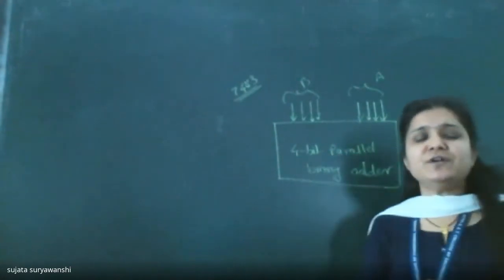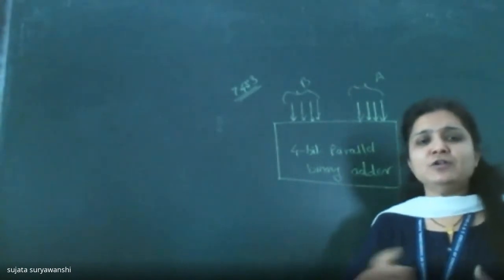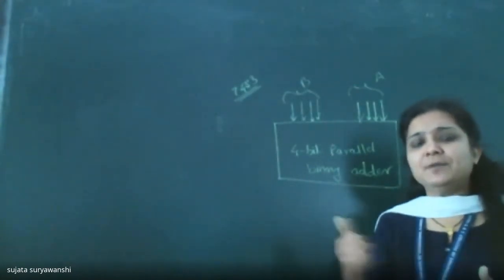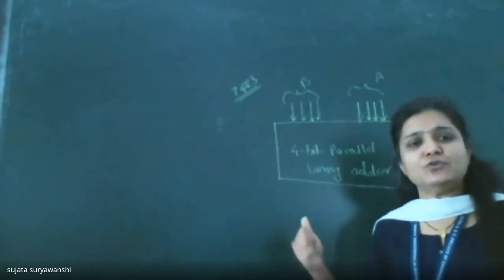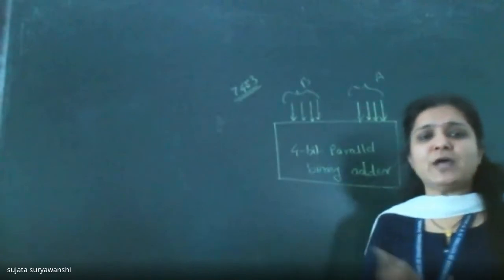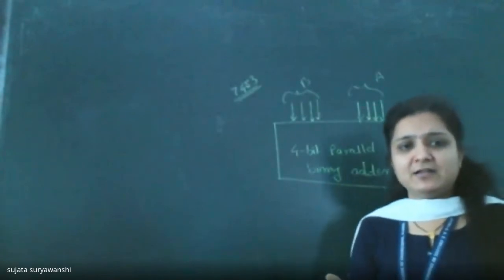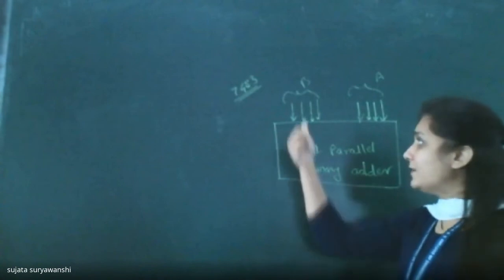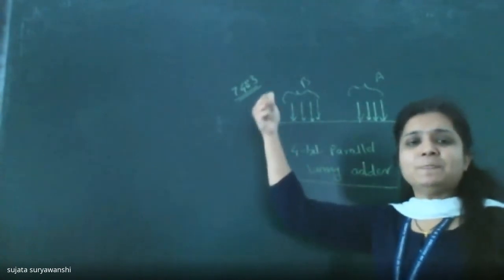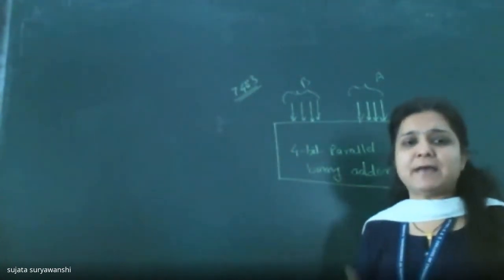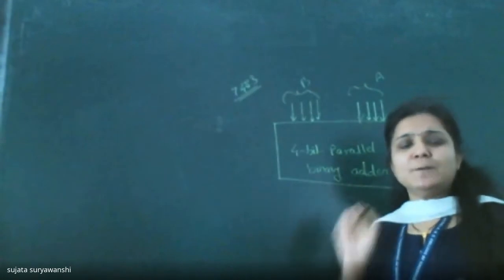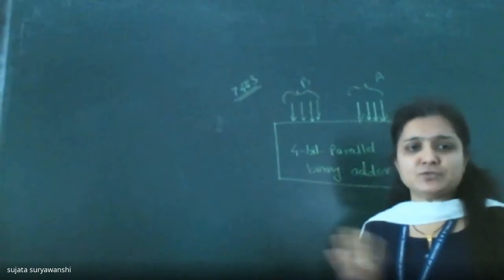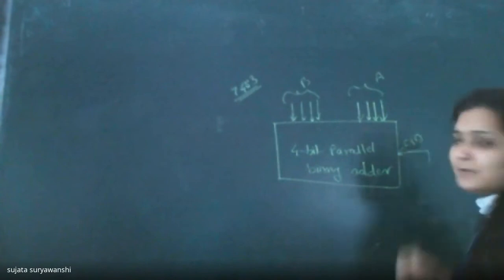As we have already seen, to add n binary bits simultaneously we can use an n-bit parallel binary adder. But instead of that, if you want to add 4-bit binary numbers in parallel, you can make use of the IC 7483. The name of this IC is 4-bit parallel binary adder, meaning it can only add two 4-bit numbers. Here these two numbers are given. One more pin is given, that is the Cin pin.